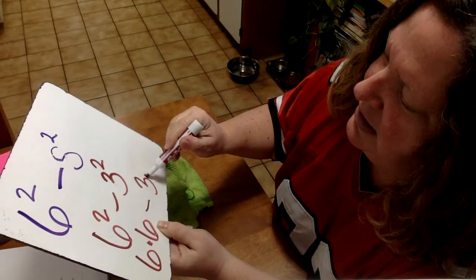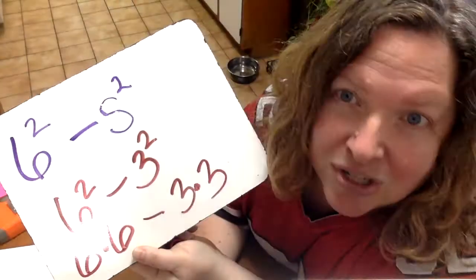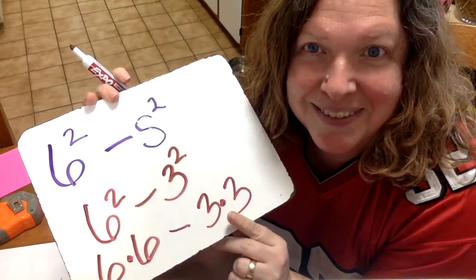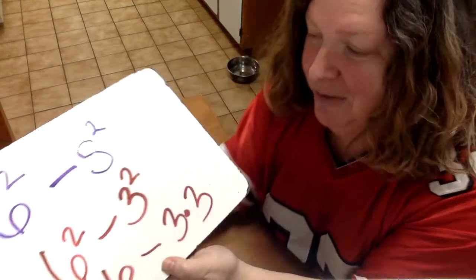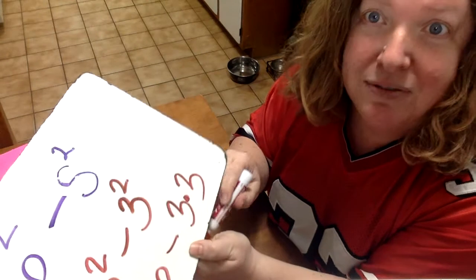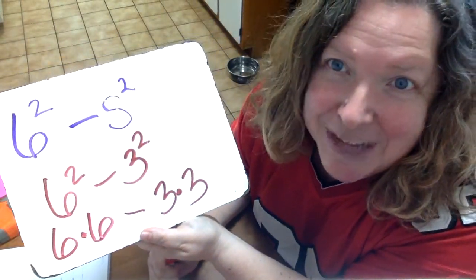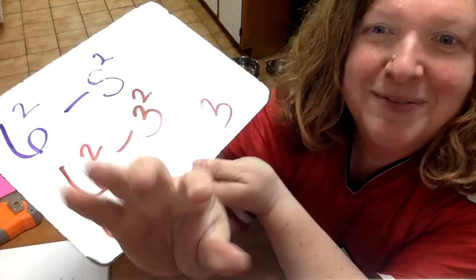3 times 3. So now our new problem is 6 times 6 minus 3 times 3. Well, after we solve the exponents, we know we have to go to multiplication and division from left to right. I'm out of room. I'm going to write this up a little bit, and we're going to solve it.